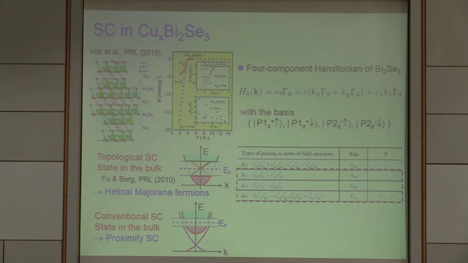But even in this case, since copper bismuth selenide is essentially a doped topological insulator, it has a topological surface state. And this topological surface state can obtain a proximity-induced superconductivity and become gapped. If this happens, then we can expect the Majorana zero mode in the vortex core according to the original Fu-Kane proposal, or according to more recent calculation by Hosur et al. So this material is quite promising.